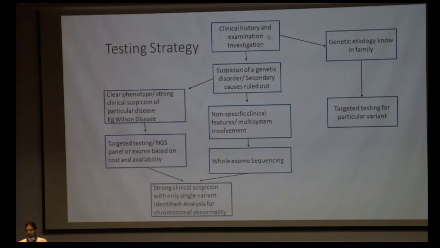And if in the history and examination we identify that there is a clear-cut genetic diagnosis already known in the family, then we don't need to repeat the exome sequencing. We can straight away go and do targeted testing for that particular variant.